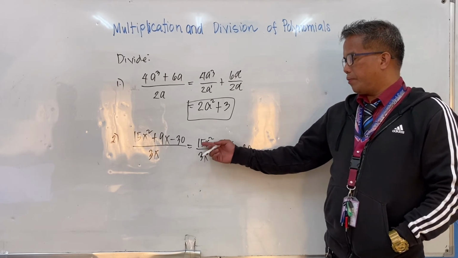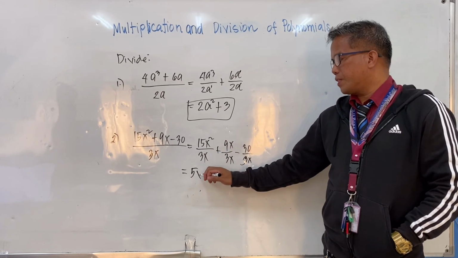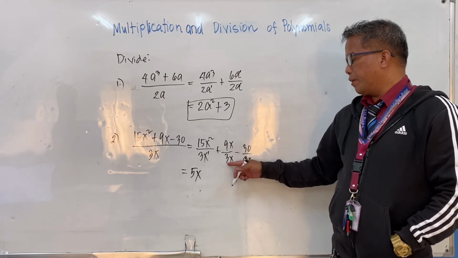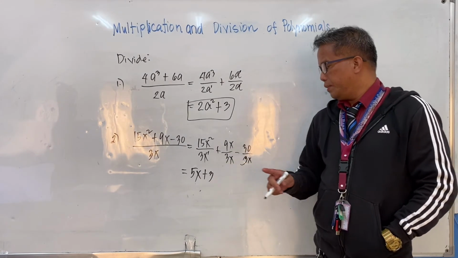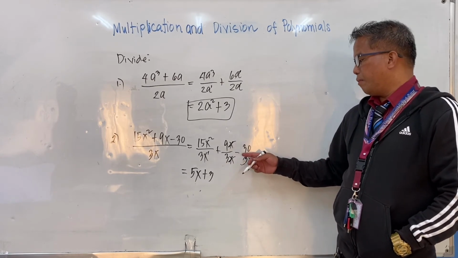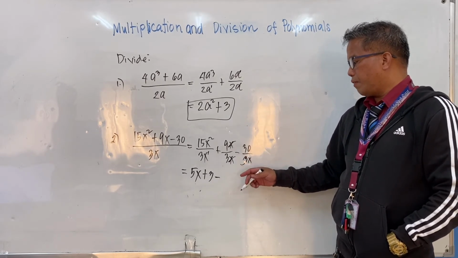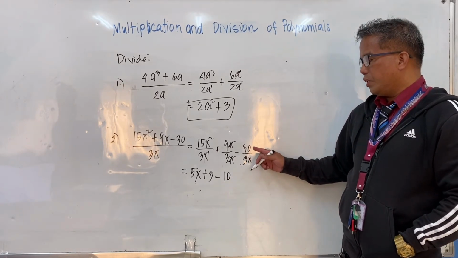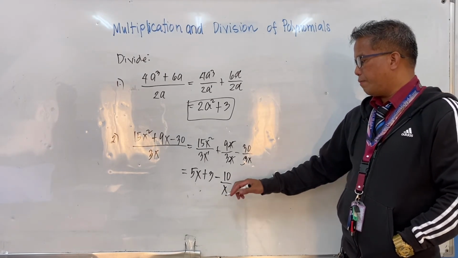15x squared divided by 3x, so 15 divided by 3 is equals to 5. X squared divided by x equals x, because understood there's 1 here. 2 minus 1 is equals to 1. 9 divided by 3 is equals to 3. X divided by x equals 1. So cancel this one. So the answer here is 3. Then minus 30 divided by 3 is equals to 10. Then since we have x in the denominator, we are going to write it in the denominator also. So we have now this answer.